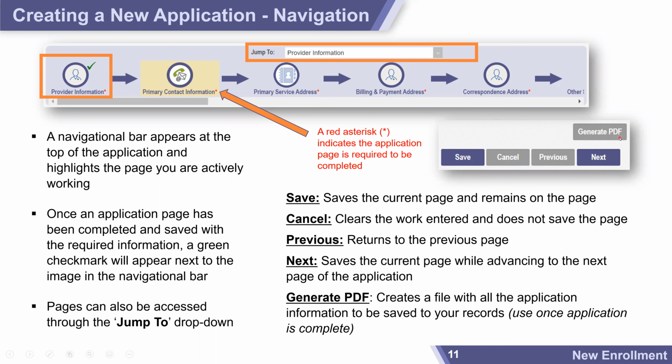Lastly, there is this generate PDF button, which you may or may not use. It's really going to be dependent upon your preference. But if you decide that you want to save a copy of this application as a PDF file, that's what the generate PDF button will do. In case you need to have it for your records, you would do that once you've completed the application. You could save it onto your computer and refer back to it later.